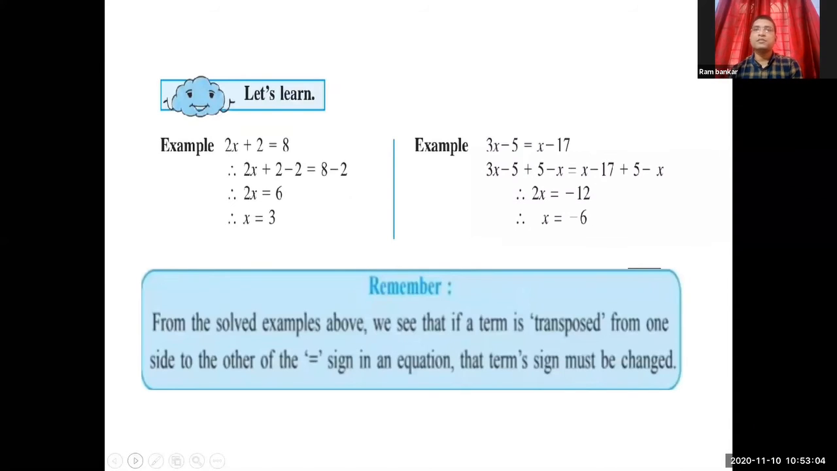Let's learn this. Okay. Example: 2x plus 2 is equal to 8. Hence 2x plus 2 minus 2 is equal to 8 minus 2. We have minus 2 on both the sides, left hand side and right hand side. Okay, 2x is equal to 6. 8 minus 2, 6, and on the left hand side, 2 minus 2, 0. So 2x is equal to 6. So x is equal to 3.